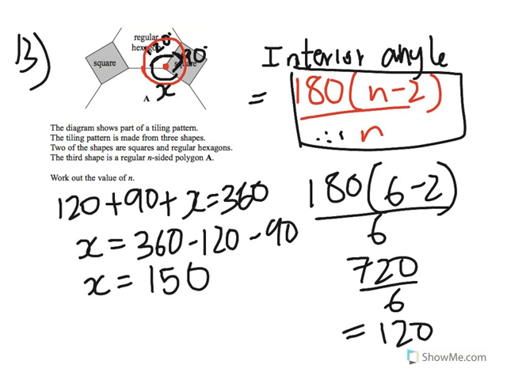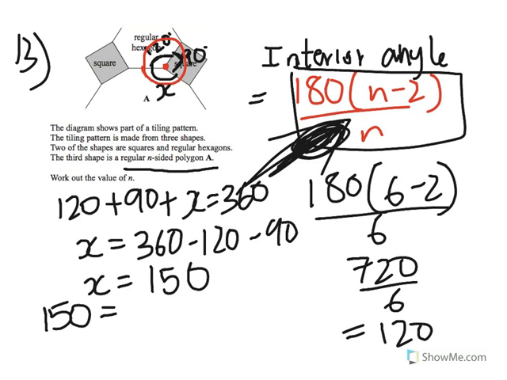Now, they also say that A is a regular n-sided polygon. So that means that we can still apply this formula over here. Okay? So all we got to say is that since interior angle is equal to 180 times (n minus 2) over n, 150 is equal to 180 times (n minus 2) over n. And all we got to do is find the value of n to find the answer to this question. So just solve this equation for n.